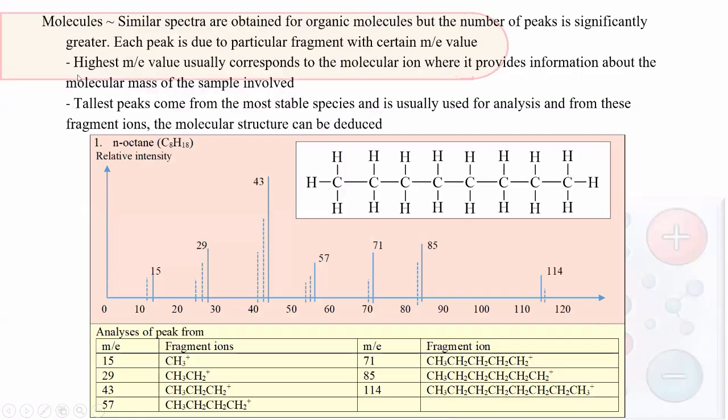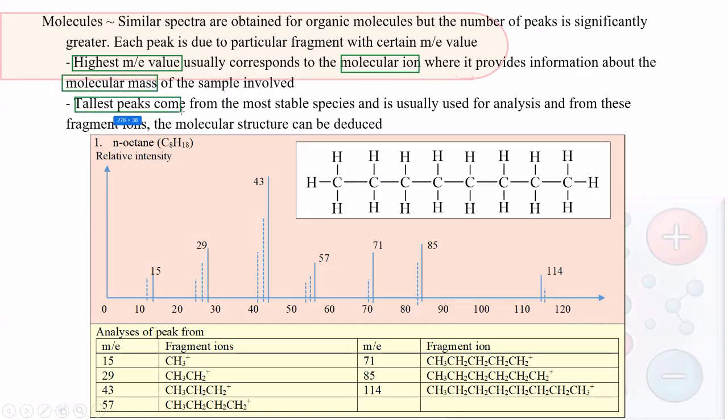So similar spectra are obtained for organic molecules, but the number of peaks is significantly greater. Now, each peak is due to particular fragments with a certain M over E value. So the highest M over E value, this one you must try your best to remember. The highest M over E value usually corresponds to the molecular ion, where it provides the information of the molecular mass of the sample involved.